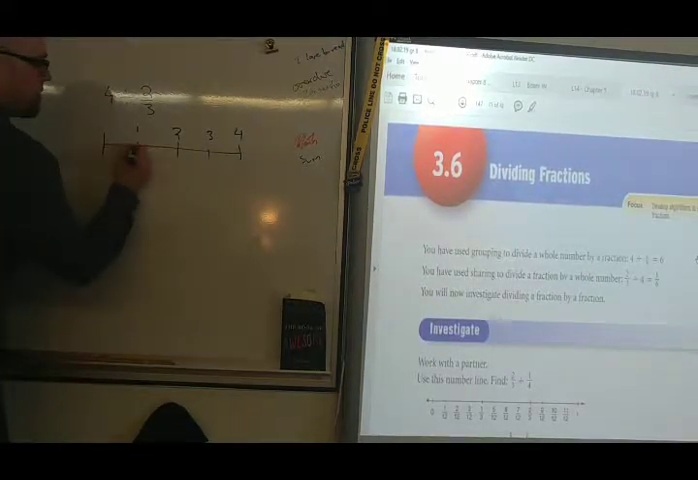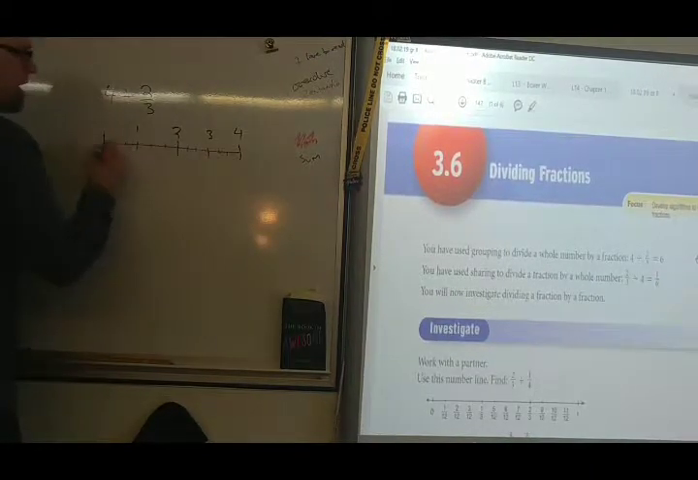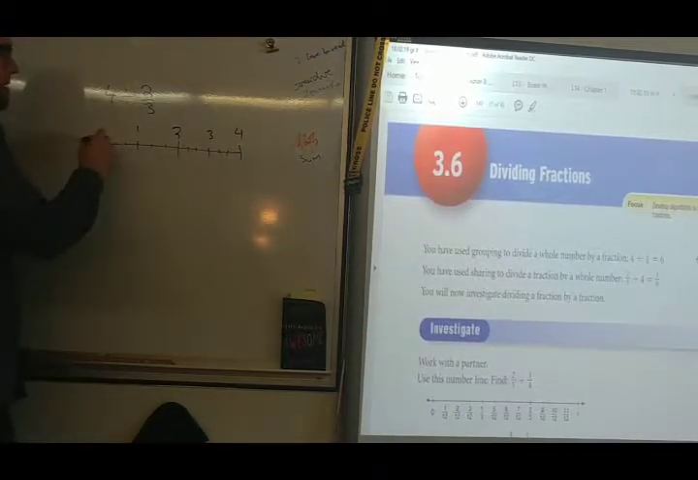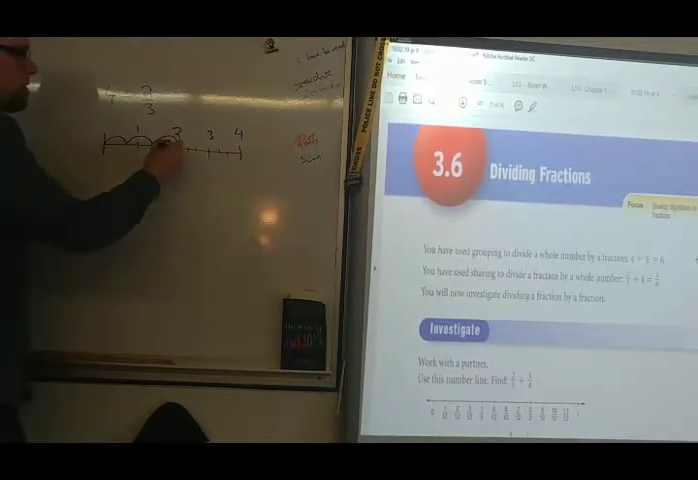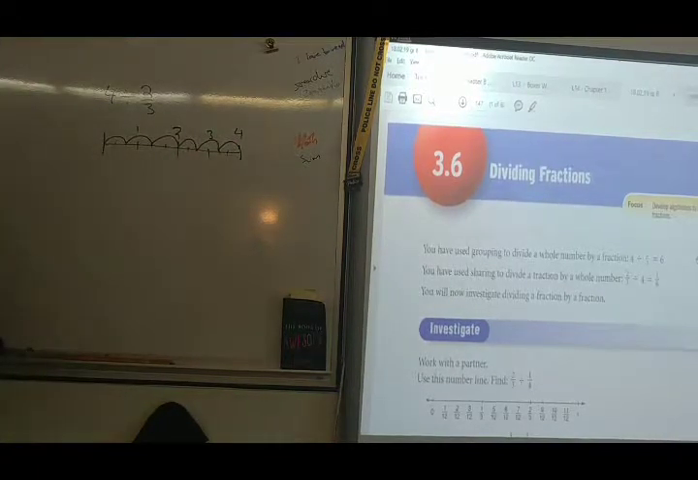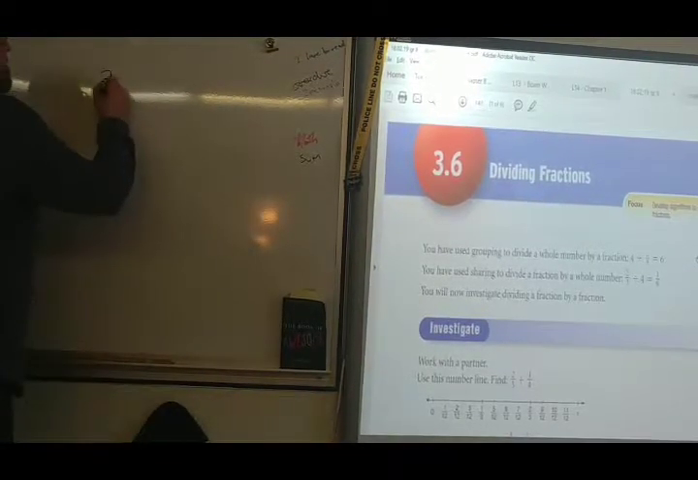So I've got thirds. There's 2/3. How many times are there 2/3? If I cut the 4 into 2/3 pieces, 1, 2, 3, 4, 5, 6. So if I cut those into 2/3, how many pieces are there going to be? Then we did the inverse of that.